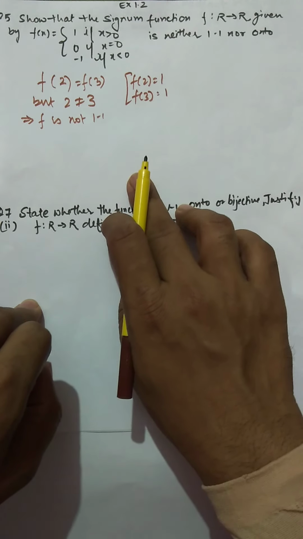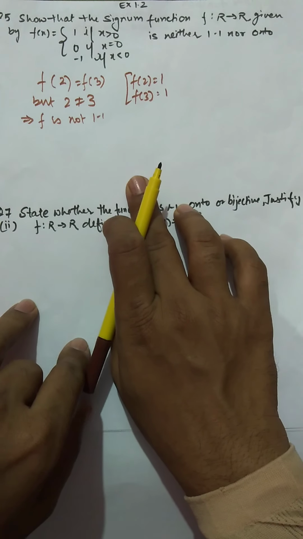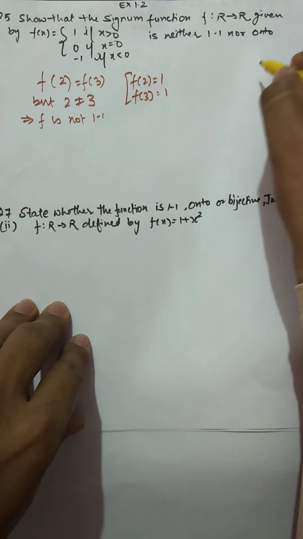Now to show that this is not onto, again you have to think of some example. An example is very easy.